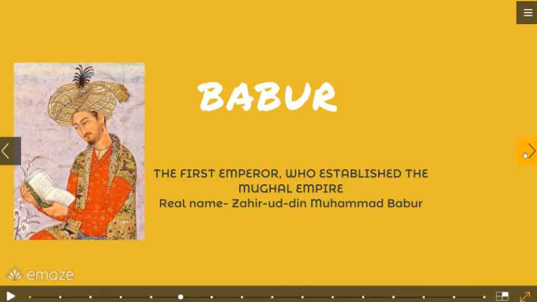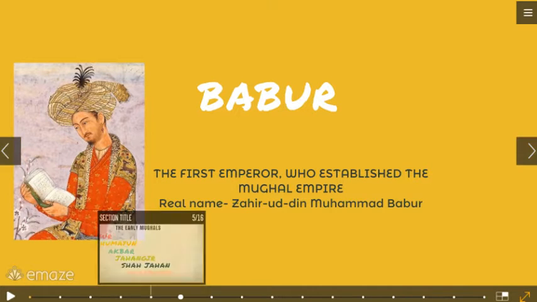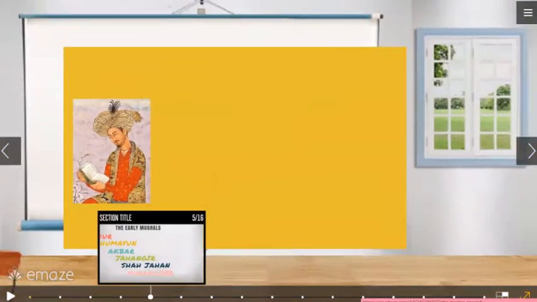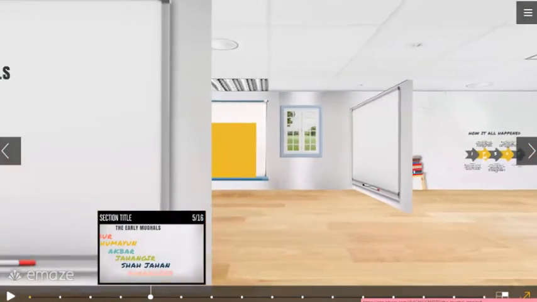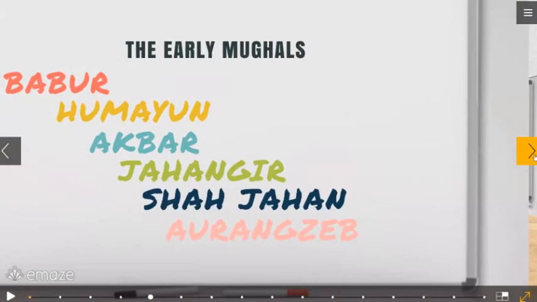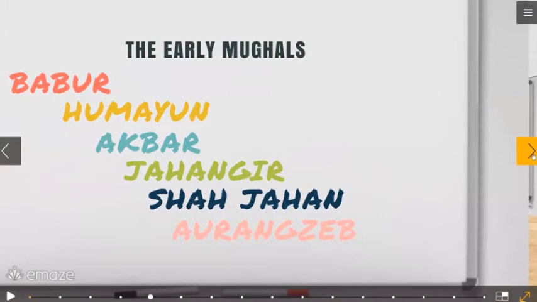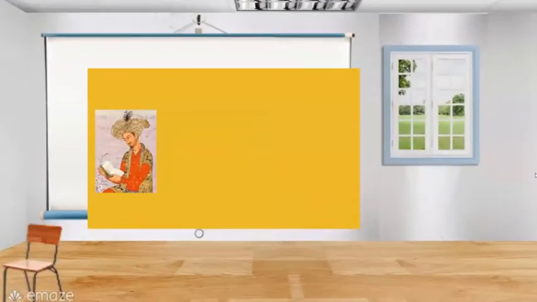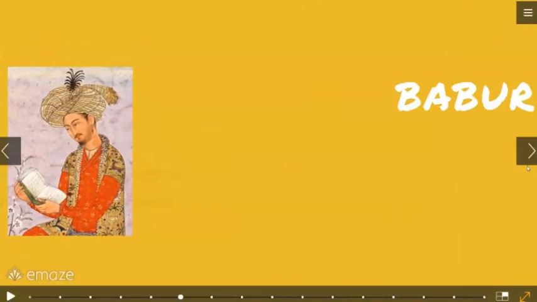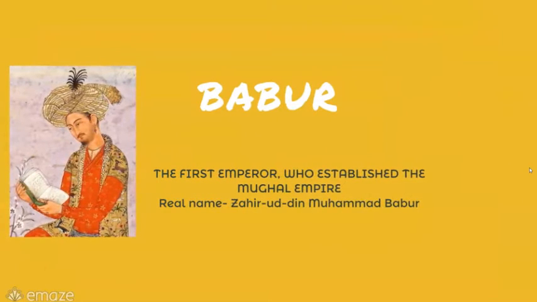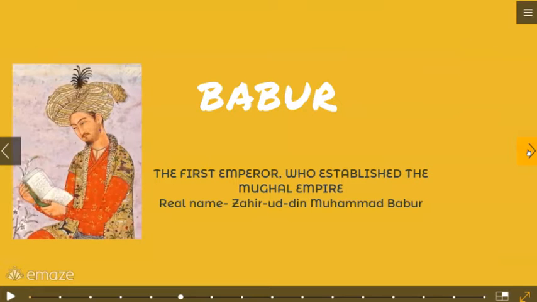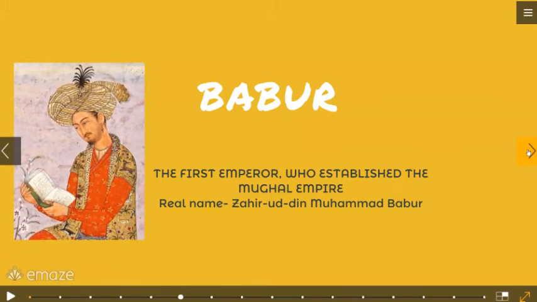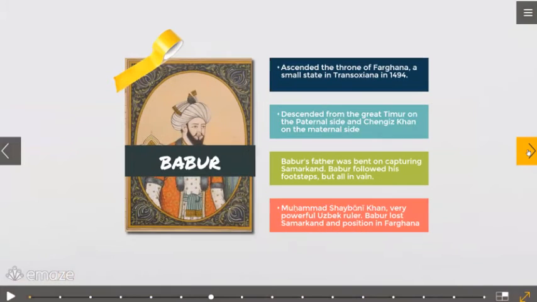You can just go back to the slide once. I'll just show the slide once again for you all. Just try to remember the names of the early Mughals: Babur, Humayun, Akbar, Jahangir, Shah Jahan, and Aurangzeb. These names should always be in your mind. They should be intact. You should never forget these names because these are the really important emperors. So coming back to Babur, what was his real name? Zahiruddin Muhammad Babur. Now let's know a little more on his life and how it all began.